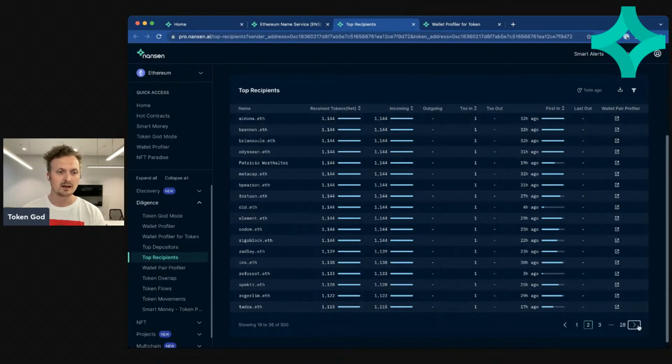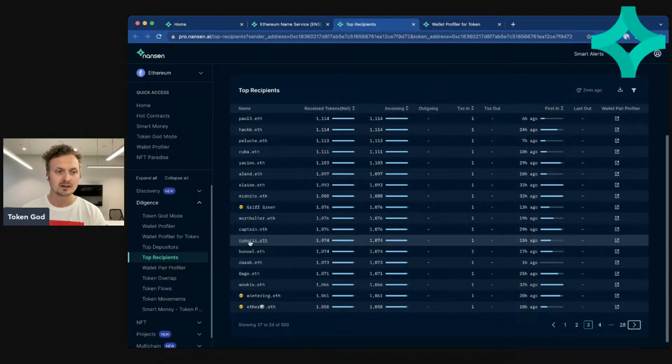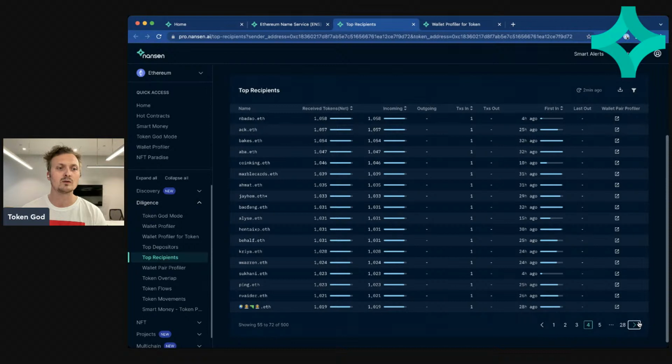If I click to the next page, there's another 18, and boom, actually, this one here is the last one with 1144, and then it's less than that. And of course, because these are .eth names, pretty much all of them are labeled with ENS names. Some of them have smart money labels. Some of them have different labels that we have found for Nansen.